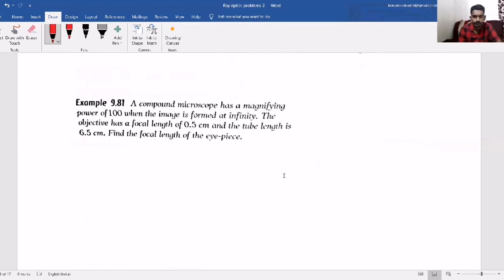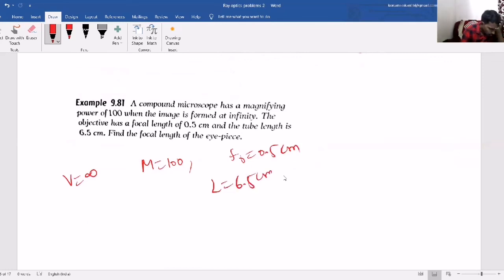Now here, a compound microscope has a magnifying power. They have given the magnifying power as 100, when the image is formed at infinity. Now they are telling us V is at infinity. The objective has focal length F0 equal to 0.5 centimeter and the tube length is 6.5 centimeter. So, as I just told you, here again they have given the length of the tube.